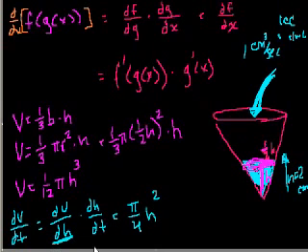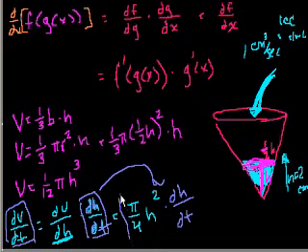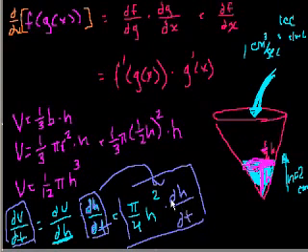And then let me change colors. And then this part is just dh/dt. So you're saying, Sal, what have you now done? I said the rate at which the volume is changing with respect to time is equal to pi over 4 times the height squared times the rate at which the height is changing with respect to time. So can this solve the problem for us?